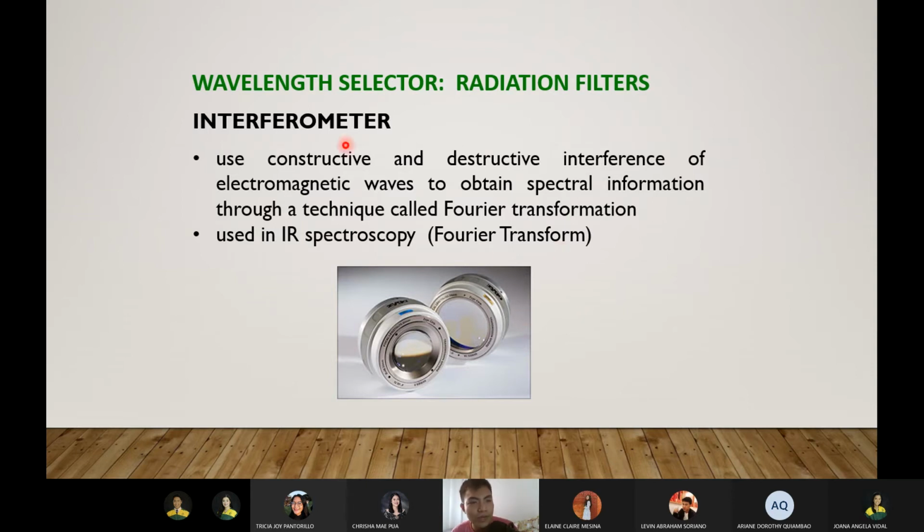So yun yung problem with IR analysis. Since we are also releasing infrared rays, we have to filter that using interferometer. So interferometers are filters used in IR analysis or IR spectroscopy. Later, kwento ko kung ano meaning ng IR spectroscopy. Basta yung IR doon ay infrared na.